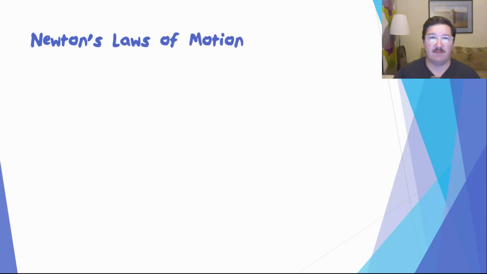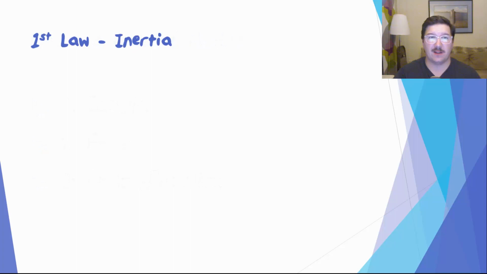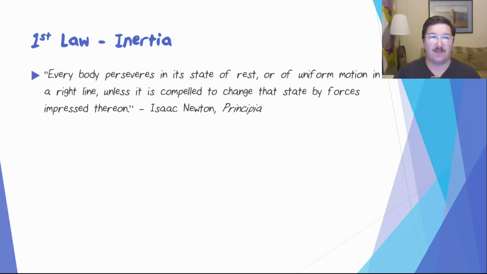There are three laws of motion as defined by Isaac Newton. We will refer to them as inertia, F equals ma, and action-reaction. Let's start by taking a look at Newton's first law. Newton writes, "Every body perseveres in its state of rest or of uniform motion in a right line, unless it is compelled to change that state by forces impressed thereon."